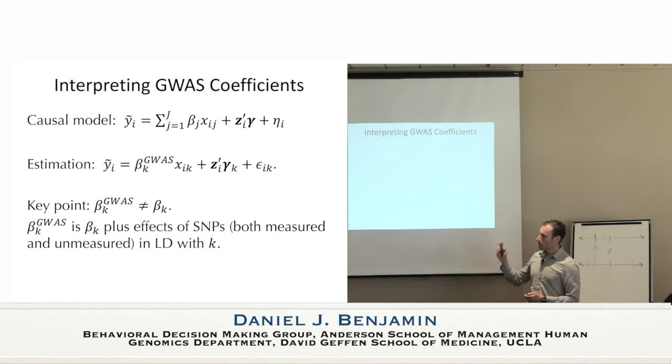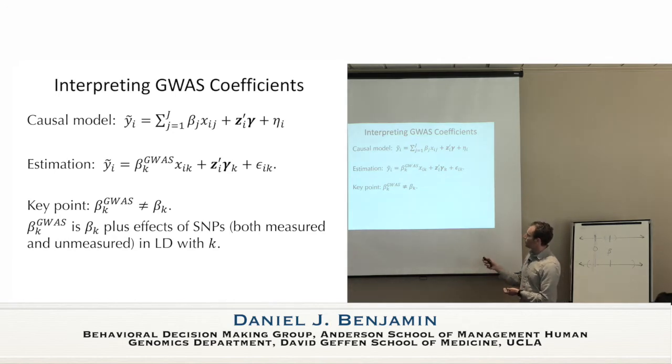Okay, so I want to dig a little bit into interpreting the GWAS coefficients. So remember, here's the causal model that includes all J variants in the genome. Here's what we're estimating, the SNP by SNP regression. So as we mentioned, the beta that you get from the GWAS is not the same as the causal effect estimate or the estimate from the full model.